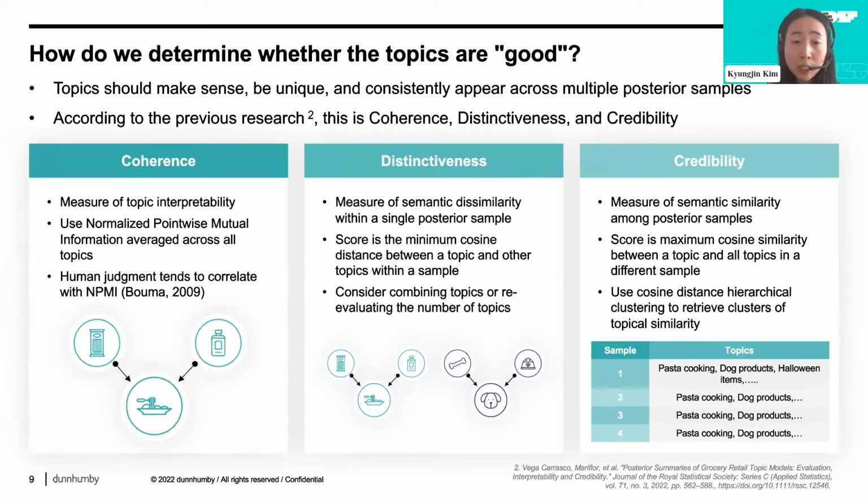Hierarchical clustering can also be used to aggregate topics from multiple posterior samples. A recurrent topic would be associated with a cluster with large cluster size, and we can keep those recurrent topics in our model.